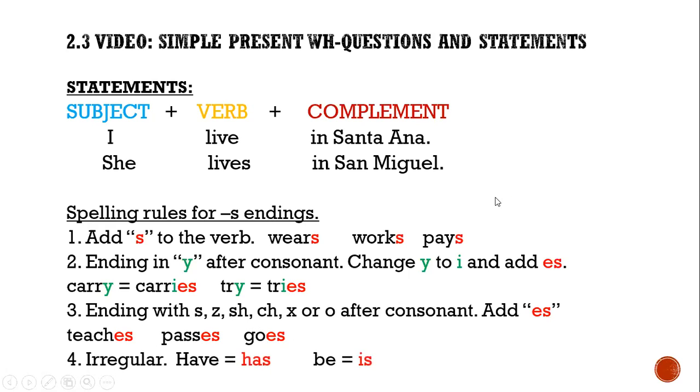And the exception, siempre hay alguien que sale del guacal, pues aquí tenemos un verbo rebelde. Have, you don't say haves, no. Have is, has, is irregular, right? Or the verb to be, you don't say he be, she be, no, right? It's she is, he is, right? Okay, good. Any question?